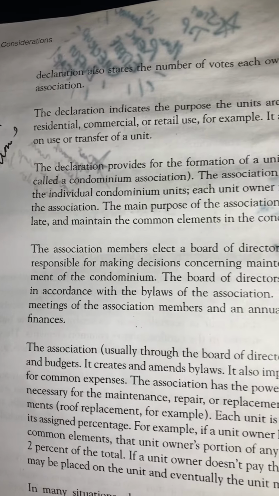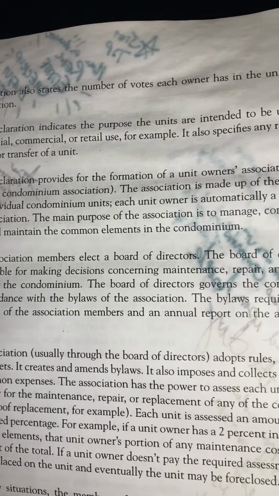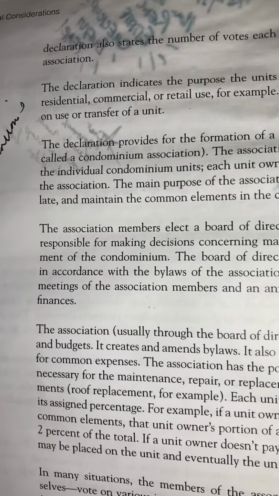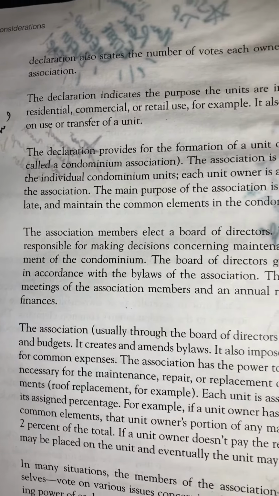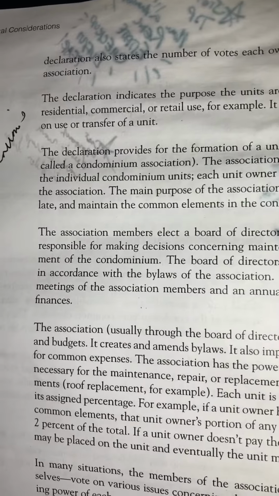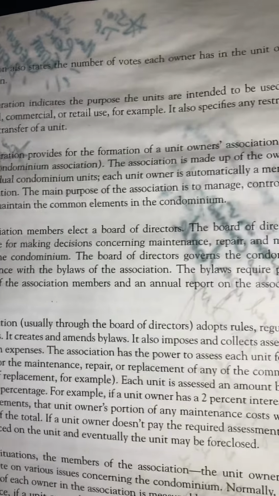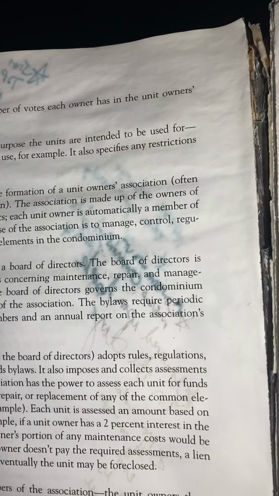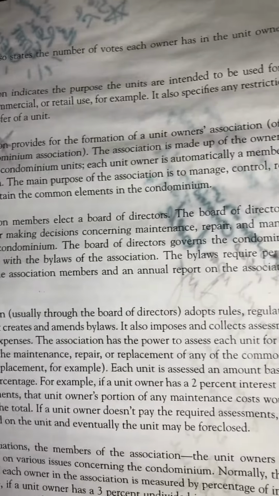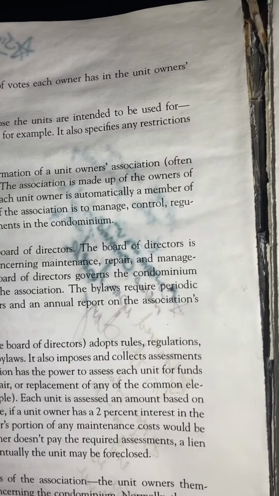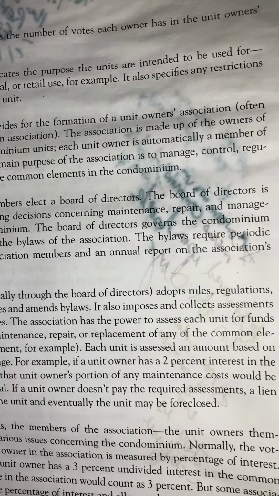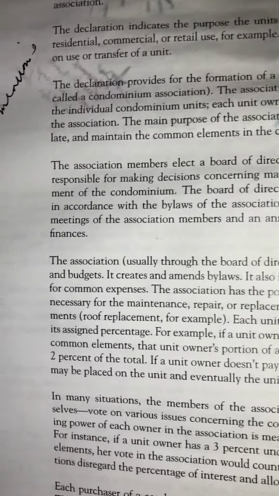The association members elect a board of directors. The board of directors is responsible for making decisions concerning maintenance, repair, and management of the condominium. The board of directors governs the condominium in accordance with the bylaws of the association. The bylaws require periodic meetings of the association members and an annual report on the association's finances.